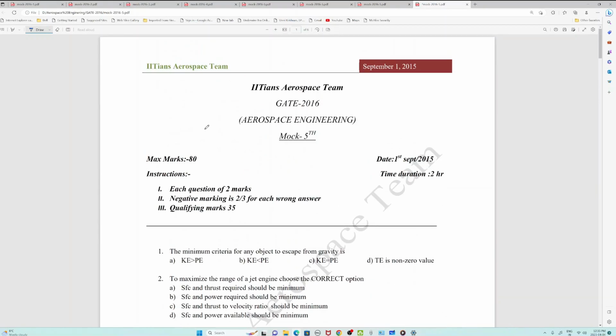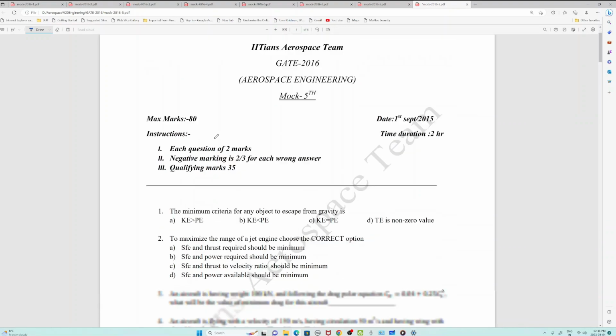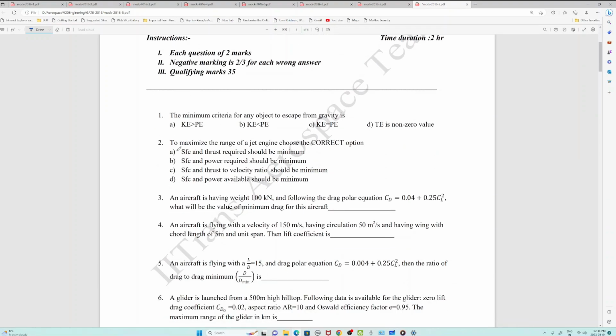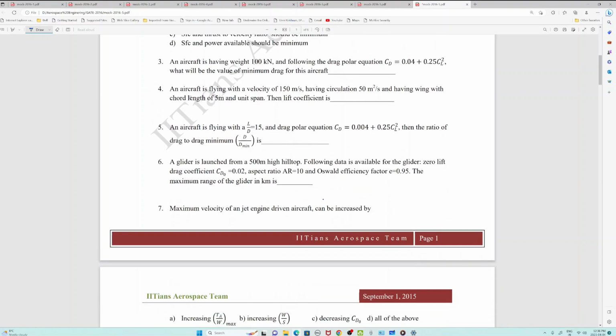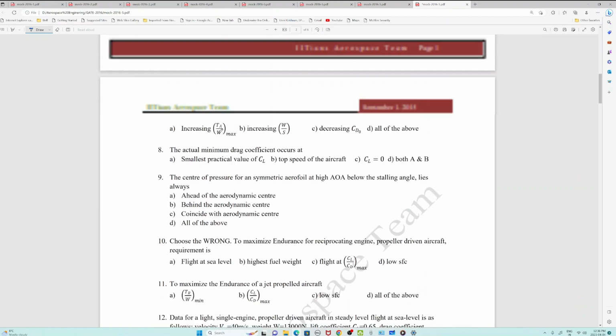So this is the mock question paper for aerospace engineering GATE 2016. So we'll see some questions. Like we can see the question number 2. To maximize the range of a jet engine, choose the correct option. And the same basic questions are like that. I'll show you all the questions.